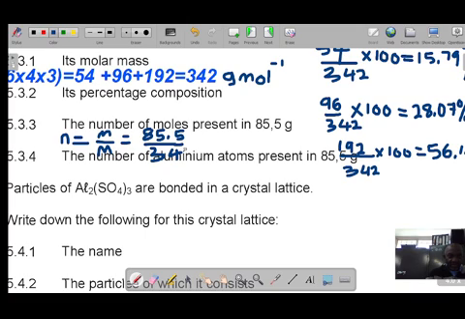Which answer do you get here? Talk to me. 85.5 divided by 342. What do we have? 0.25.